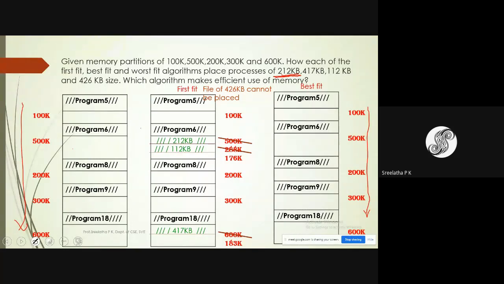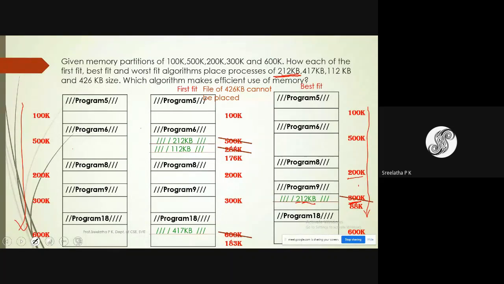By seeing the list, you can see that 200 is not enough, but 300 is the smallest hole which is enough to store the program of 212 KB. So the program is placed there, and now the space remaining is not 300, it is 88 KB. 300 minus 212 is 88.